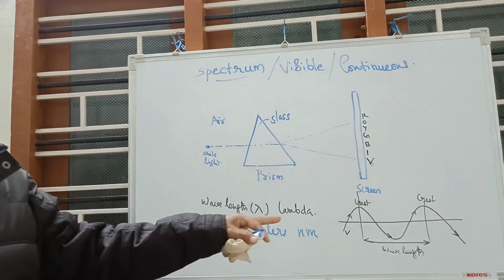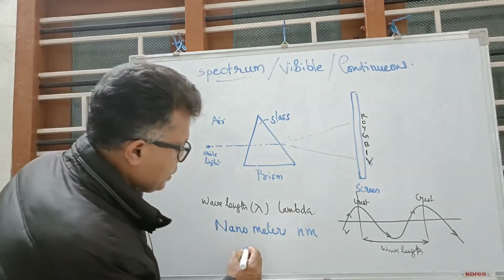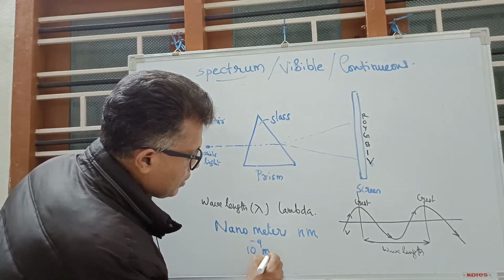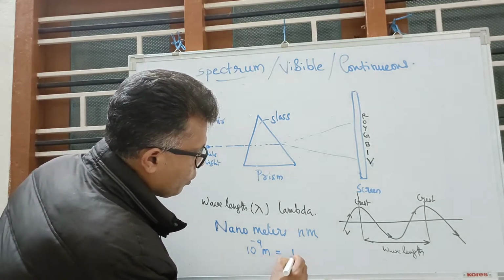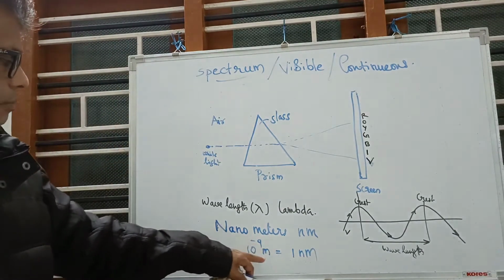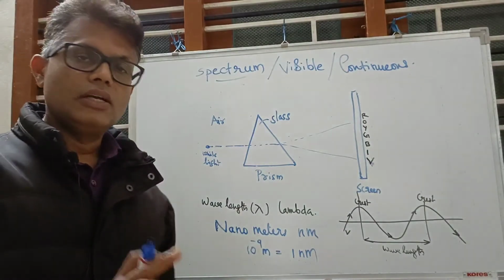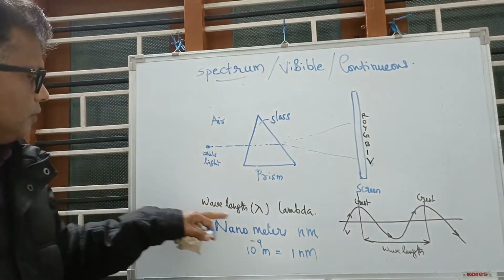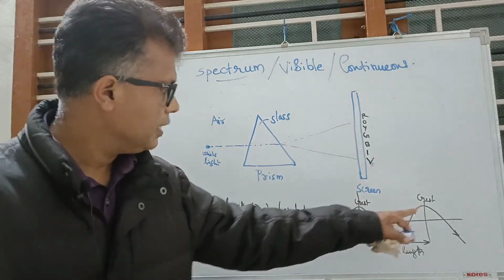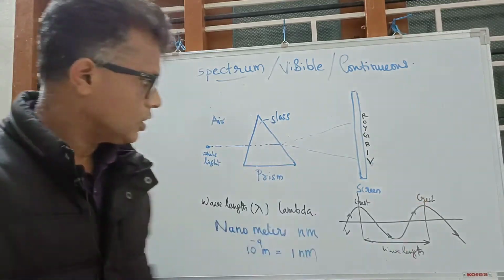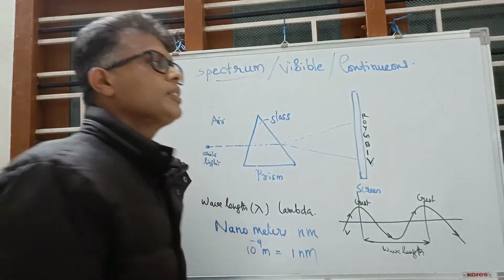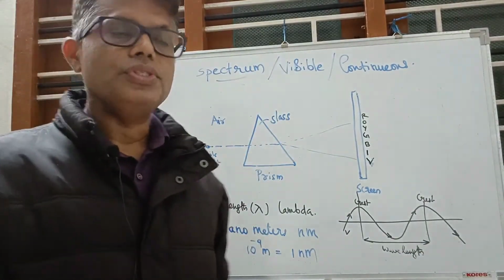1 nanometer is 10 raised to minus 9 meter. Now everybody clear what wavelength is? How the light is passing through, it is in the wavelength. It is from crest to crest, or even trough to trough also. From here to here is also possible. That is called a trough, T-O-U-G-H.